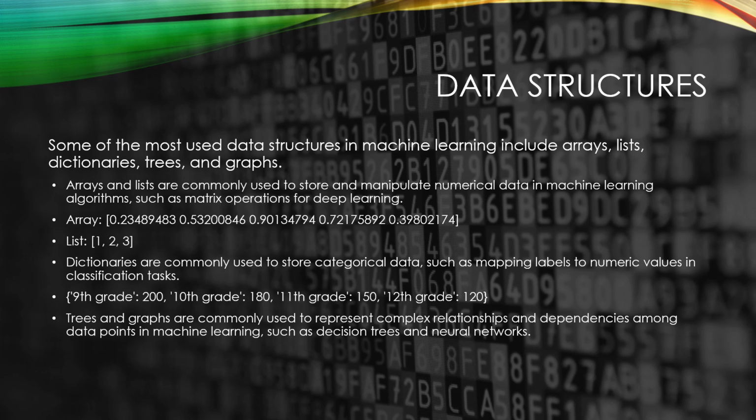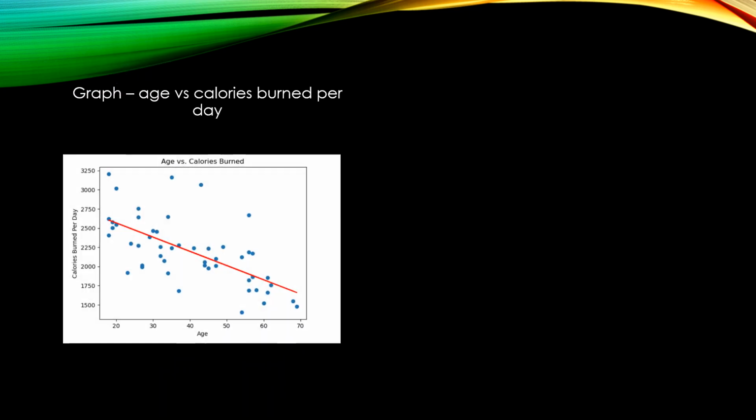So not going to go into programming a whole lot, but that's just a little idea of how dictionaries can be useful. Cool. So trees and graphs are also commonly used to represent complex relationships and dependencies among data points in machine learning, such as decision trees and neural networks, which we'll cover in this lecture. Let's take a look at graphs. This is an example of a graph, a regression model. Like I said, regression and prediction are kind of similar here. As you can see, that red line right there, and its general direction that it's pointing in, you can make an assumption of what's happening here.